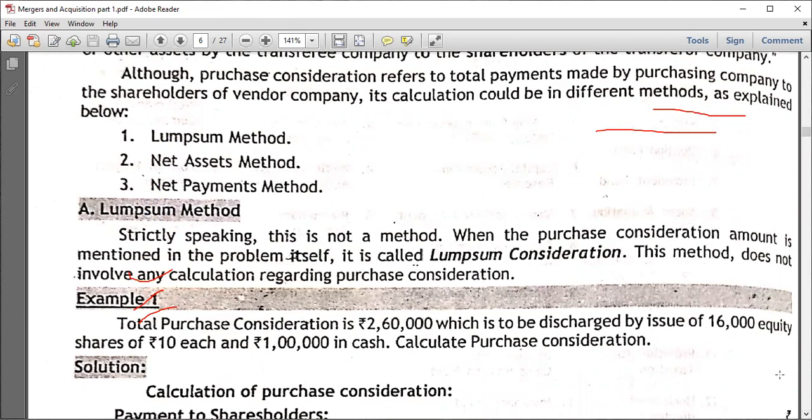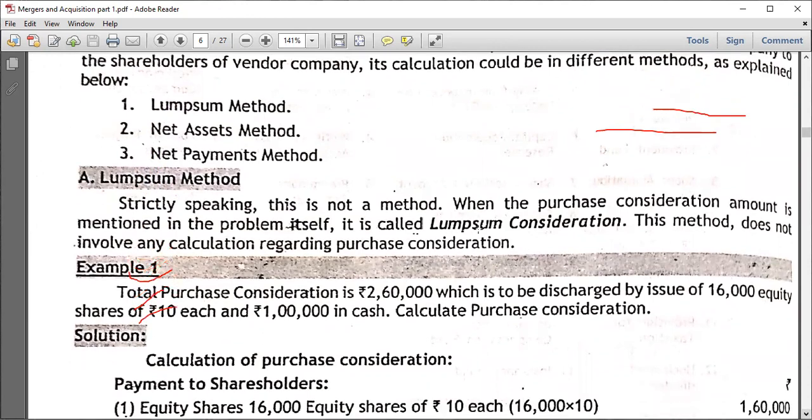Now, look at question number 1. What we have? Lump sum method in the sense, they'll give you a purchase consideration in the question itself. You don't have to calculate. Look at question number 1. We'll get an idea now. So, what you need to do?